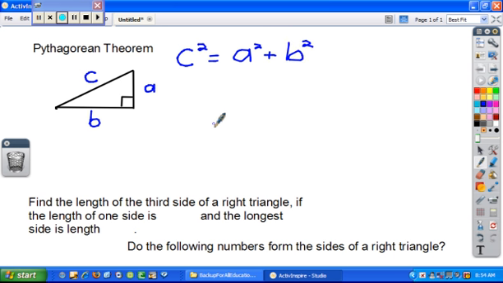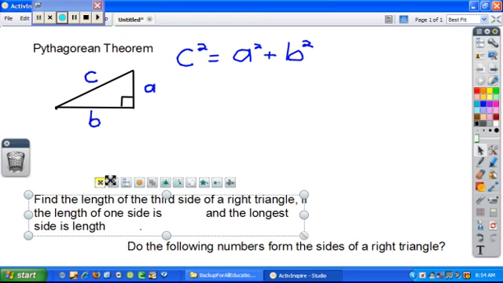Okay? So make sure when you're doing this that you're dealing with a right triangle. We will use this when we get to Part B, Pre-Calculus B, and we start talking about trigonometry. So let's just do a couple problems with it right now to get us ready for that.